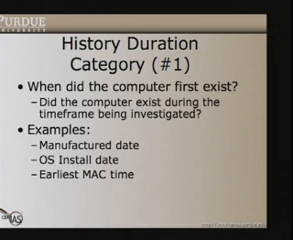So the basic examples for determining these types of things are looking at the manufacture date of the computer, looking at the OS installation date to find out if it existed at that time, looking at the earliest modified, access, or change times on a system to see if we can get a reference for when the system was created or used.